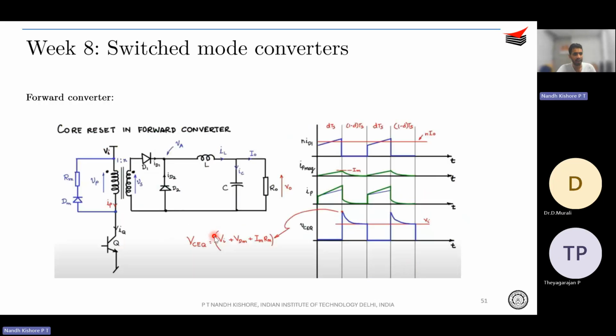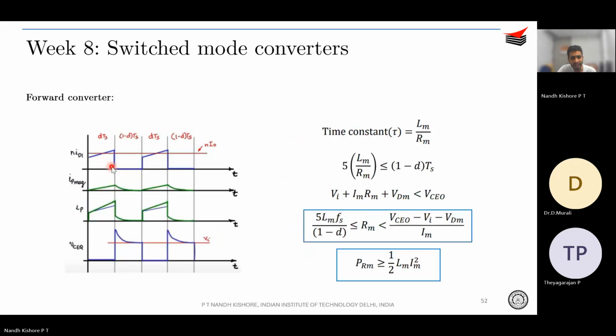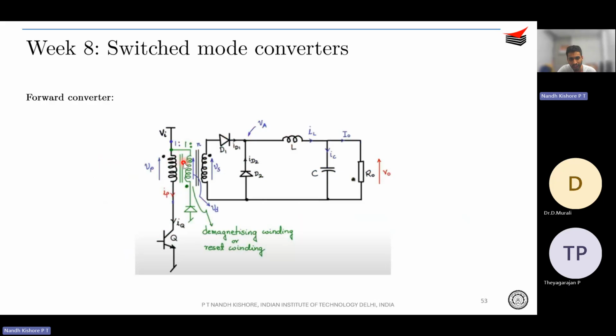So you understand that this is kind of a lossy thing that you are having over here, that you dissipate the energy through a resistor, right? So instead of that, what can I do? Can I have a demagnetizing winding? That is, I will transfer whatever stored energy there is to this winding, or to this reset winding. So that is what we do.